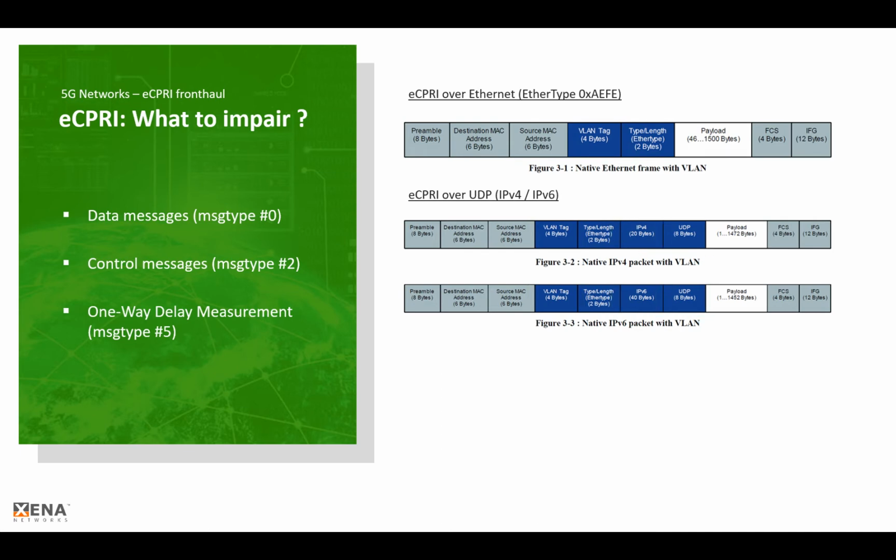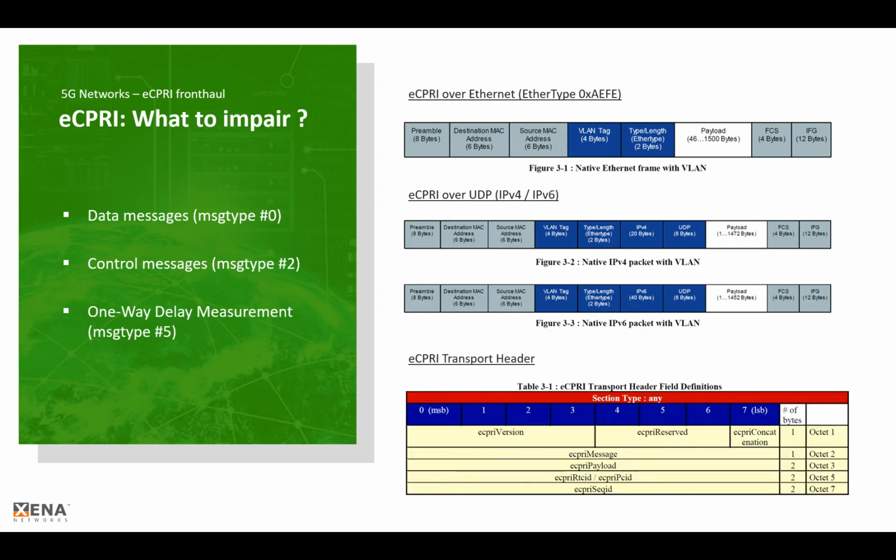However, if we want to do impairment at a finer granularity, that is, if we want to impair a specific eCPRI flow or impair only selected eCPRI messages, we need to look into the eCPRI header itself, which is part of every C-plane or U-plane packet and located right after the EtherType or the UDP header. The eCPRI transport header includes fields identifying the message type and the specific C-plane or U-plane flow.